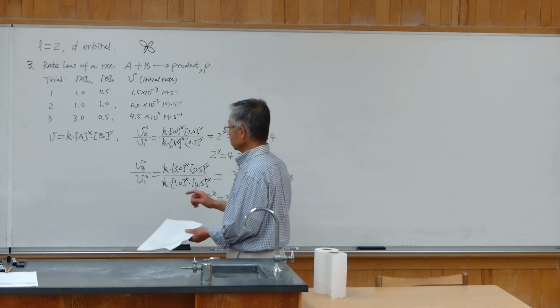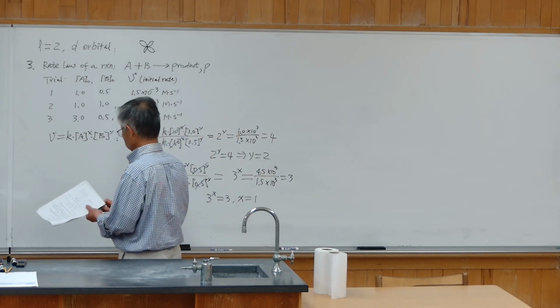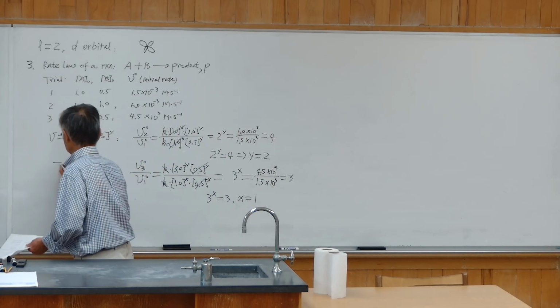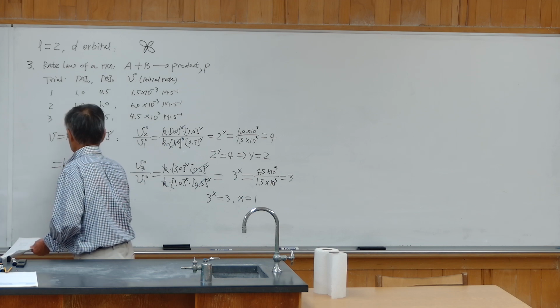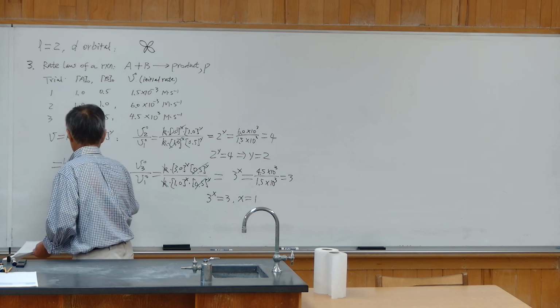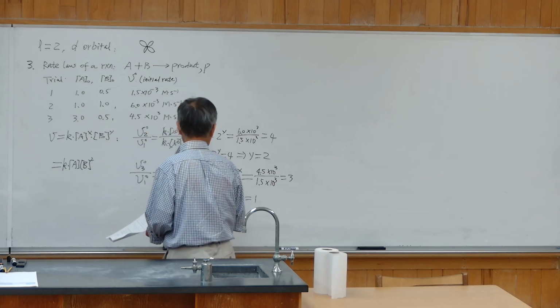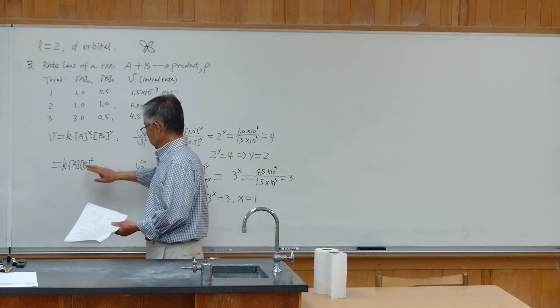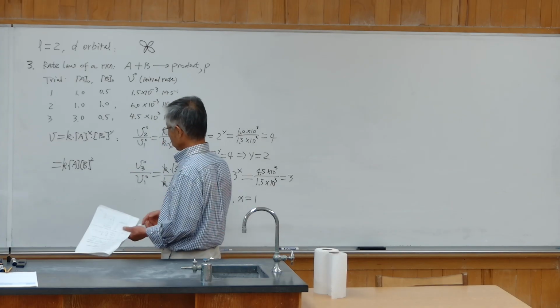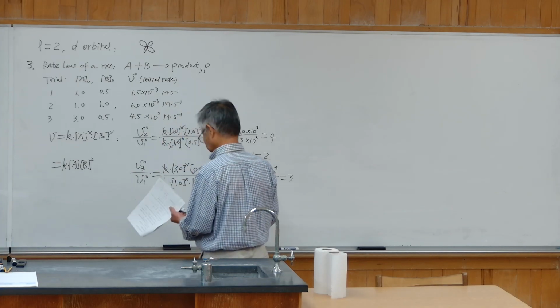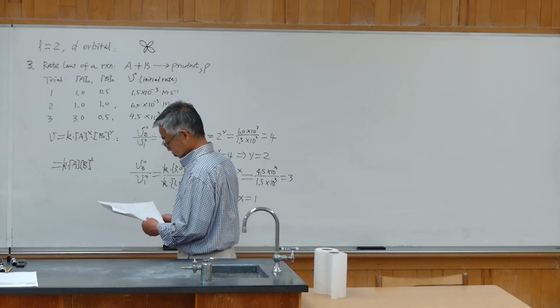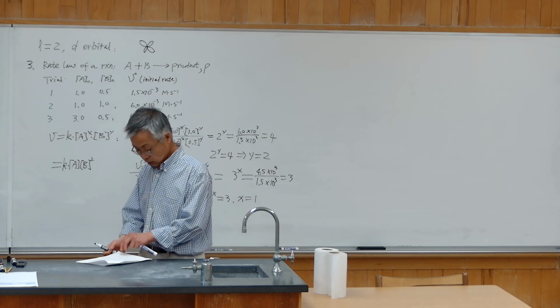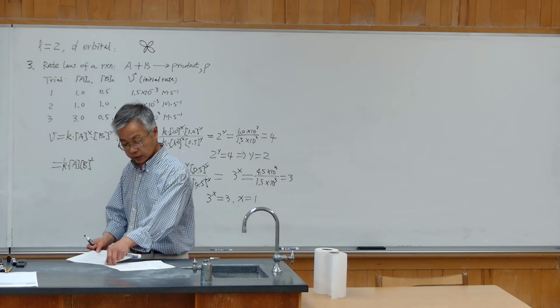So now your rate law should be K times A raised to the 1st power and B raised to the 2nd power. So A is first order, B is second order. Overall, 1 plus 2 is third order. This is about kinetics of a chemical reaction.